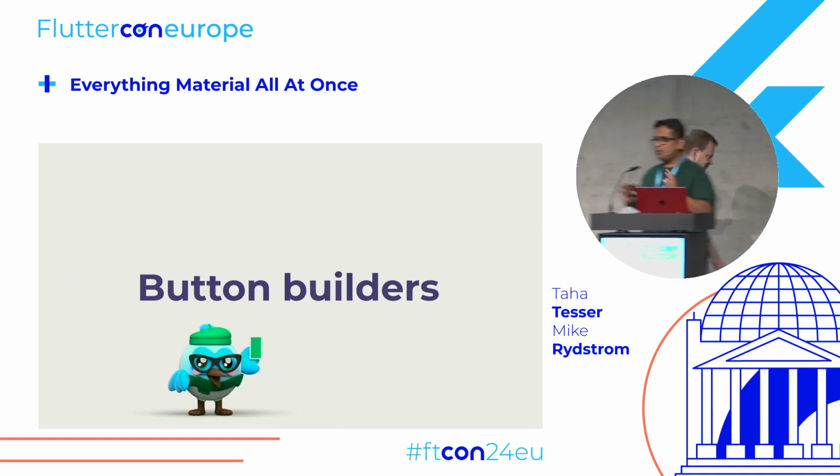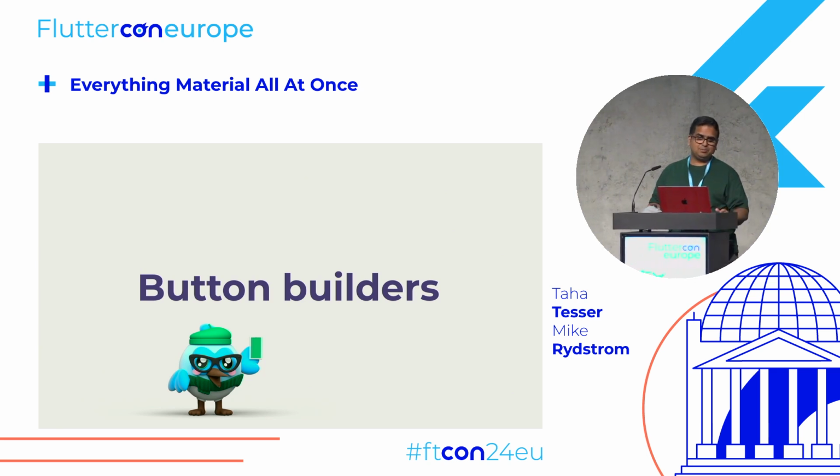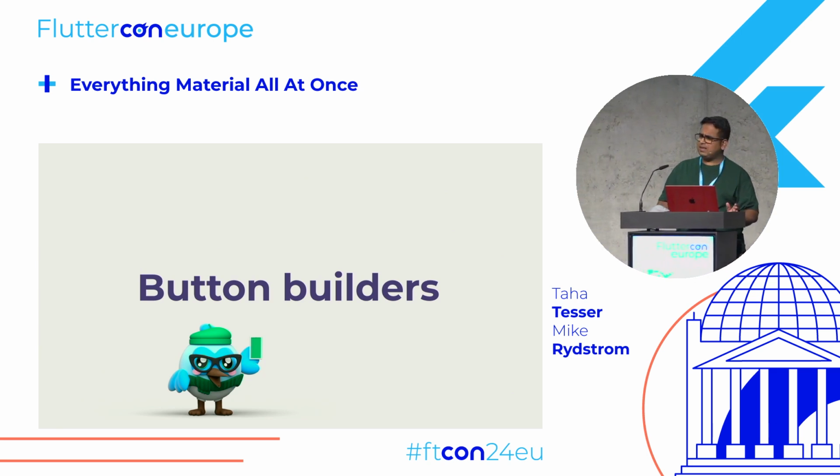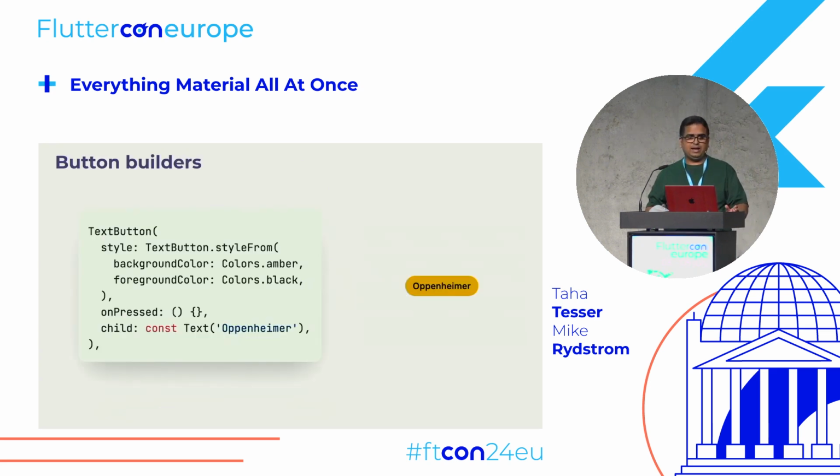So now I'm going to talk about one of my favorite features that have been available in the material, in the master branch right now. It's called button builders. When you use any material button, you have a style property, usually button style or a particular style like text button.from or elevated fill button. You can customize this button by providing a custom background color and a foreground color. And then you have a child parameter. In the child parameter, you usually provide text, or you could provide any other widget.